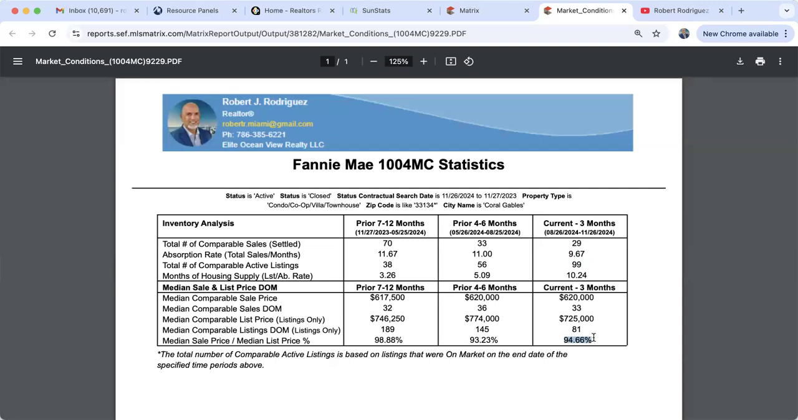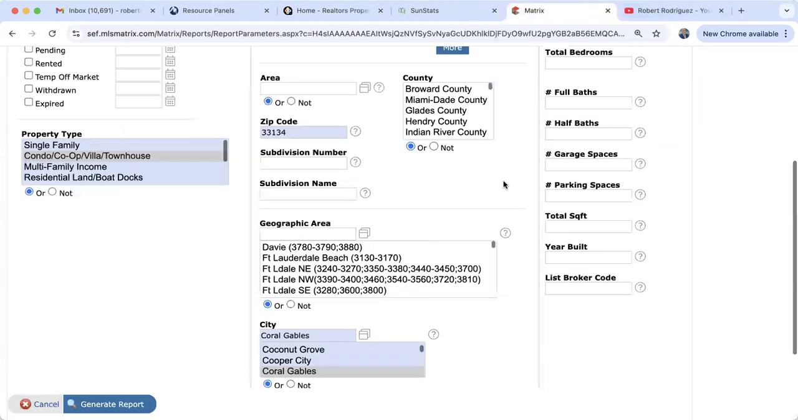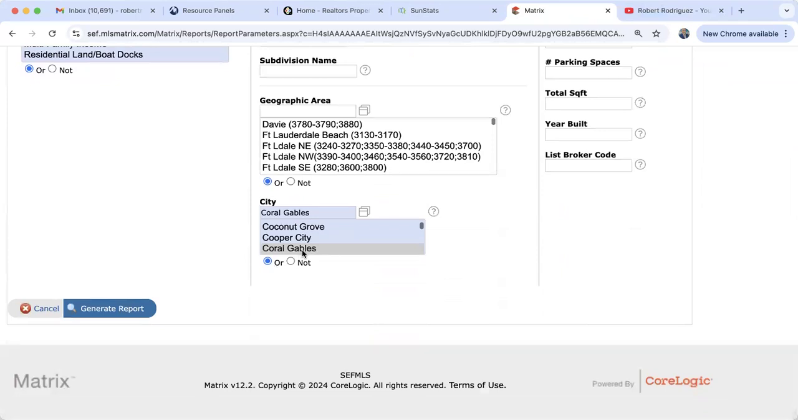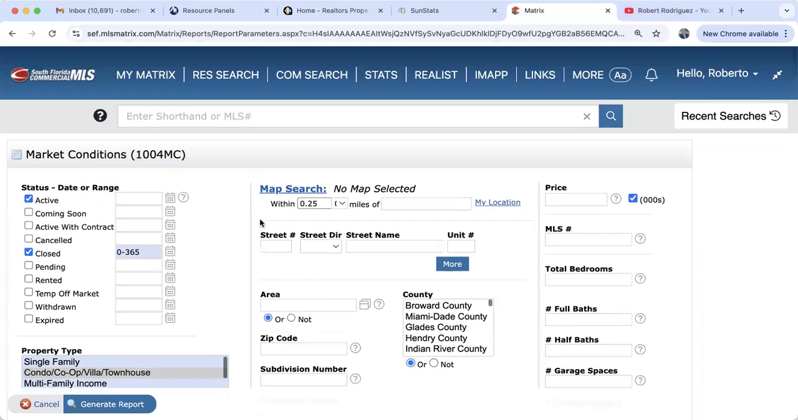Okay. Any questions on the market conditions report, guys? This is a very simple report to run. I'm going to go ahead and close it, and we're going to give you another example. Let's remove the zip code. Let's remove the city. And let's say you wanted to run this for a particular building. We're going to try 50 Biscayne Boulevard.